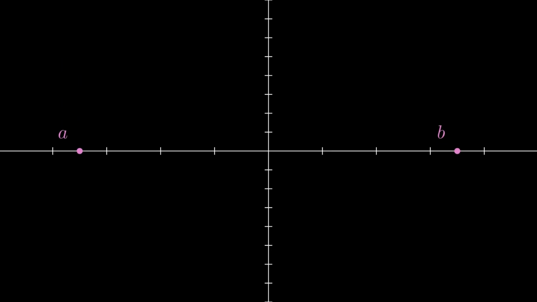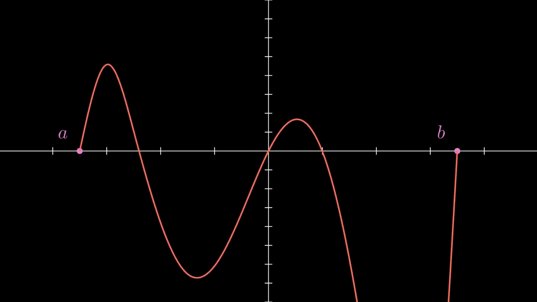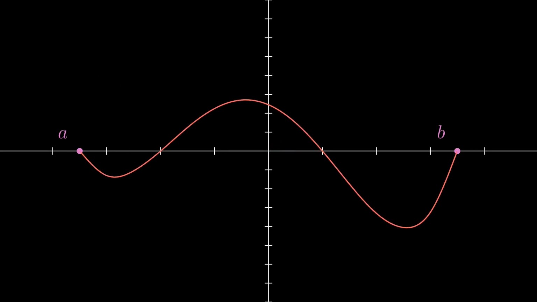Now, any continuous function we draw between these points will always have a maximum value. It doesn't matter how much we bend, stretch, or deform our function. As long as we can draw our graph in one continuous line without lifting our pencil, there will always exist some value x in between a and b such that f of x is a maximum value.